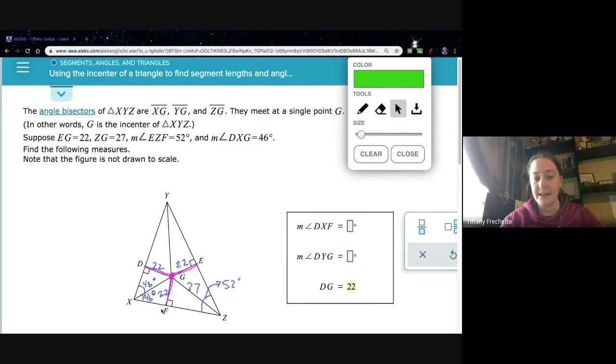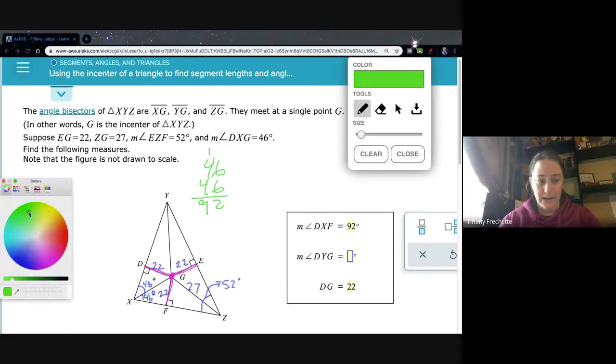So we want DXF. We already started filling it in. Remember, they gave us this 46, so I just went ahead and filled in the next part. Well, if I know this half is 46, this half is 46. So all I have to do is 46 plus 46, and I get 92. So I can fill it in with 92 degrees.